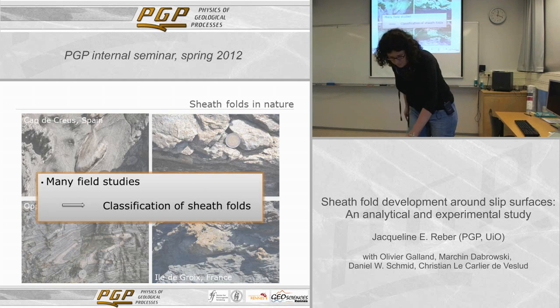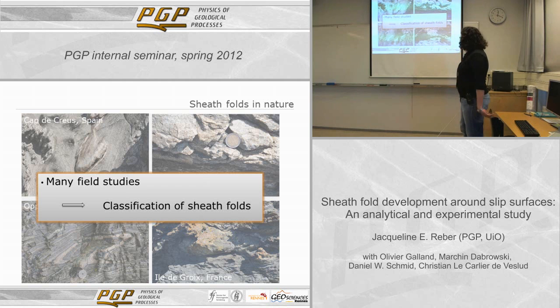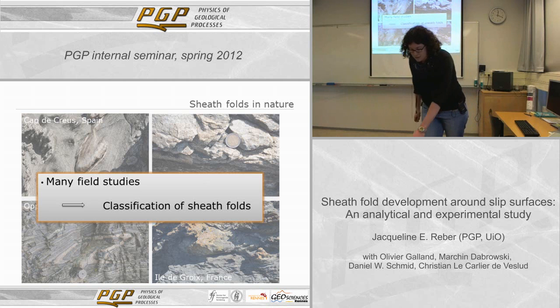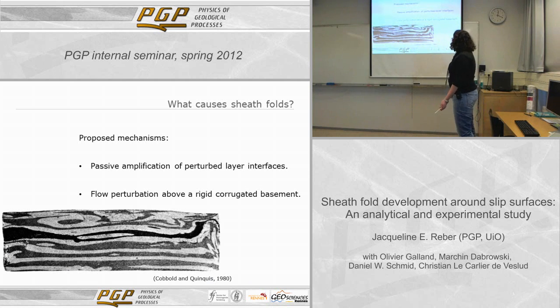Anyway, so people did a lot of field studies on sheath folds, and they came up with a classification of these folds. But just by looking at them in nature, it doesn't really give us much information about how they form. So people started doing experiments on them. And the first experiment was done by Cobbold and Quinquis in 1980. What they did was basically they used silicone, that's several layers of silicone, and one of the layers they were just indenting. And then they were putting the whole system in simple shear. And they saw that this dent in the layer got passively amplified and produced a sheath fold.